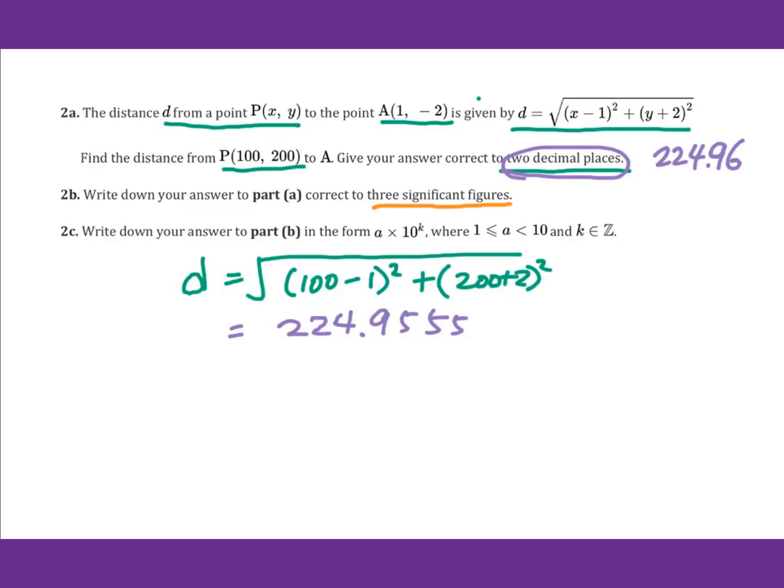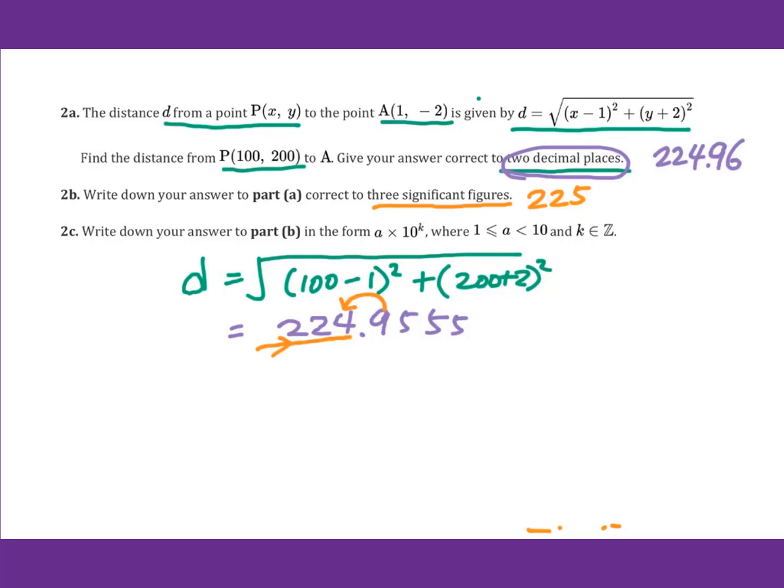For 2B, write down your answer to part A correct to 3 significant figures. When you talk about significant figures, we start from the left. So we get 224. That's enough. But this 9, you need to round up. Therefore, you get 225.